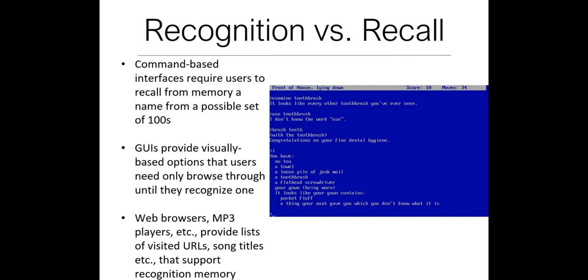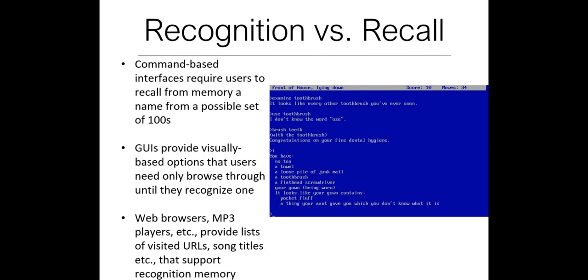In terms of recognition versus recall, command-based interfaces require users to recall from memory a name from a possible set of hundreds of particular names. One of the great things about graphical user interfaces is that they provide visually based options that users need only browse through until they recognize the one that they need. So web browsers, MP3 players, what have you, provide lists of things like visited URLs, song titles, etc. that support recognition memory. And what you're actually seeing here is an old-fashioned text adventure.